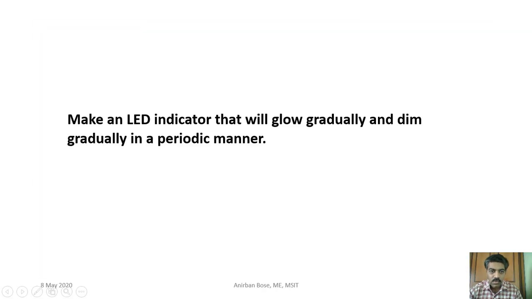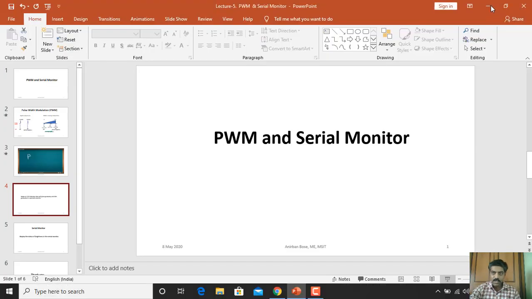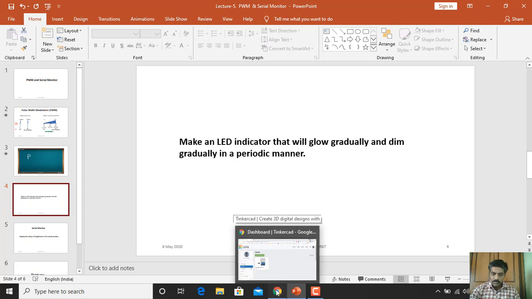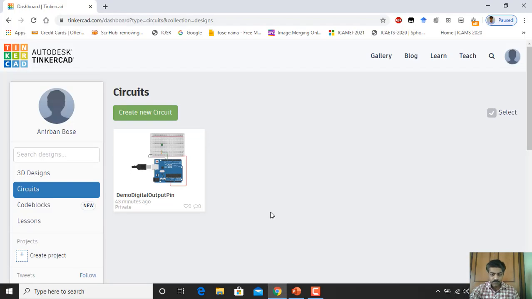So now let us make an LED indicator that will glow gradually and dim gradually in a periodic manner. Let us try to solve it in practice, in a simulation environment. So this is our Tinkercad simulation interface. In the last class we did a demo with a digital output pin.